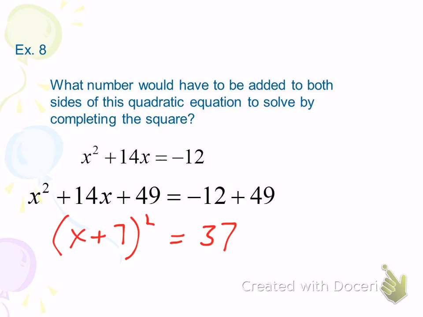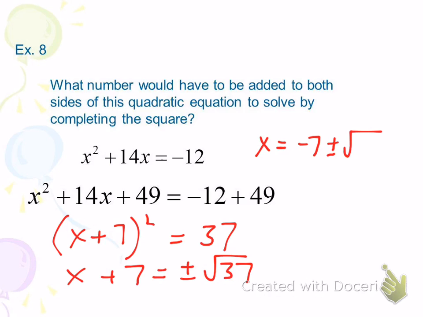X plus 7 squared equals 37. Then the square root property tells us that the two solutions here are x plus 7 equals plus or minus the square root of 37. Subtract 7 from both sides, and we get these two irrational answers. Negative 7 plus or minus the square root of 37. Irrational numbers, but they're there, right? If you wanted a decimal approximation for this, you could find it.